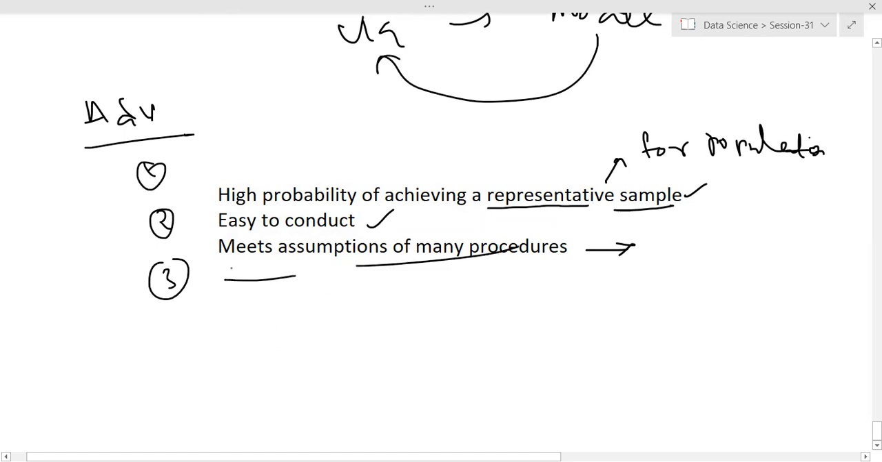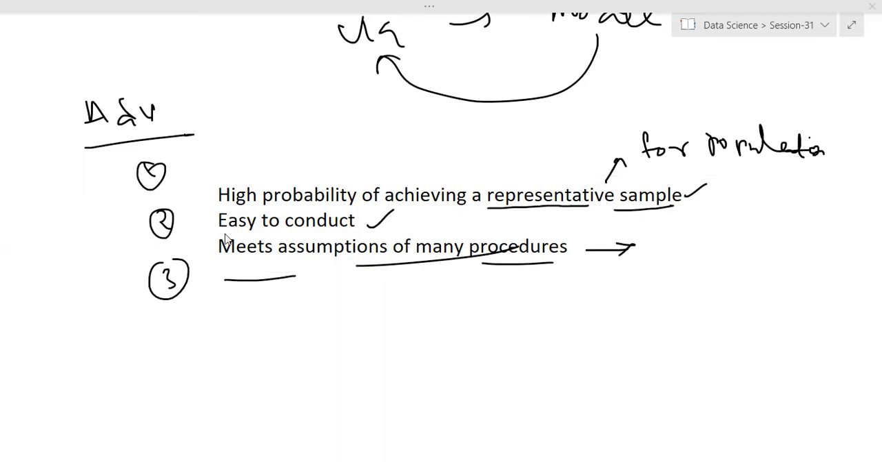what do you mean by this third point? Can someone help me to understand that point, friends? Meets assumptions of many procedures. What do you mean by this? Maybe you have collected your data from different countries, and you may follow different categories or different approaches to collect the data. But still, as we are following the random nature, definitely we can cover all the possibilities. So all the assumptions or whichever procedures we have followed, the same conventions can be observed in this case.